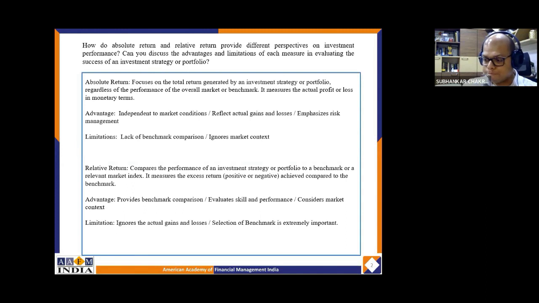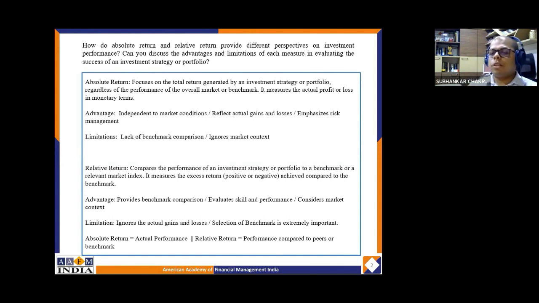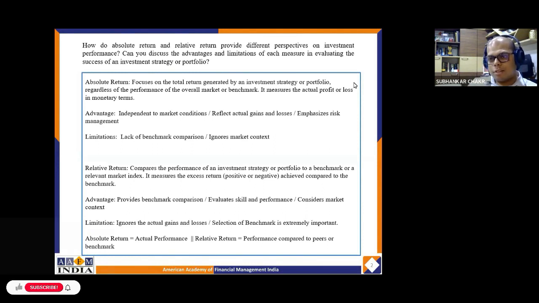Right. So by and large, absolute return gives you actual performance, and relative return gives you performance compared to peers or benchmark. So through this today, we understood how relative return and absolute return change the perspective of investment performance, and we just gave you the advantages and disadvantages or limitations of these two.